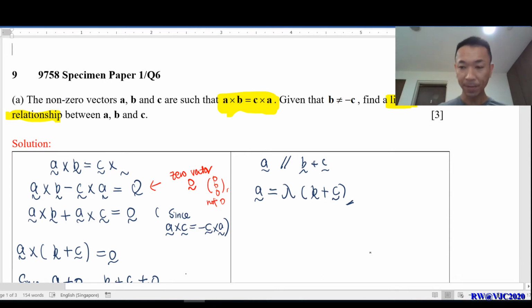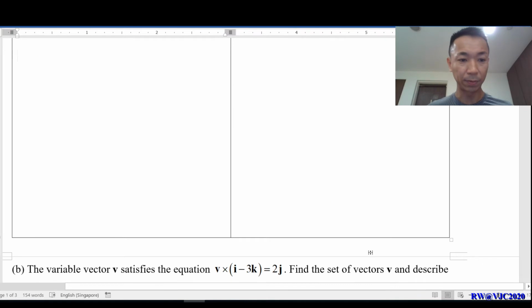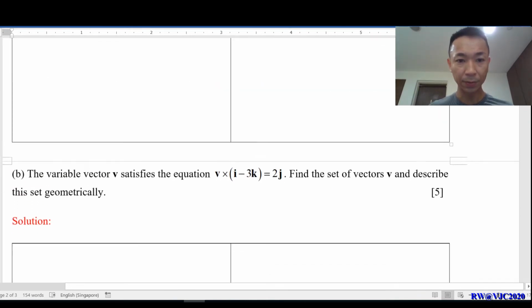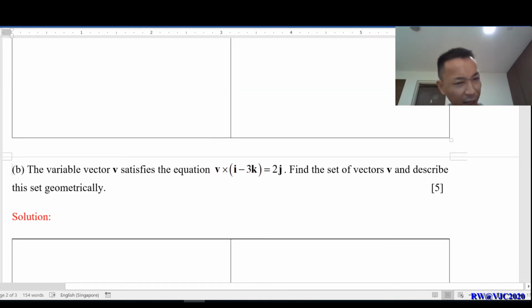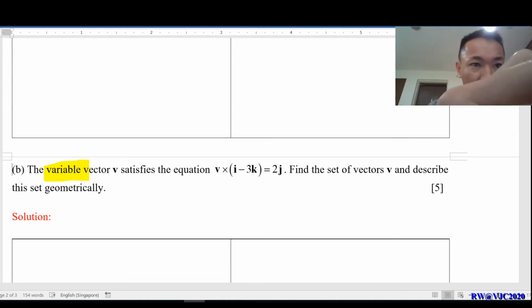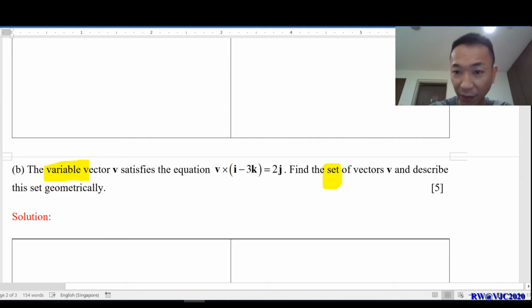Okay? Now, let's take a look at part B. Again, another unusual question. There's this word, variable vector, and you scratch your head. Correct? Variable vector, satisfying this. This may not be as unusual, but then you find the set of values. The question is again a bit unusual. You want to find the set of vectors and describe this set geometrically.